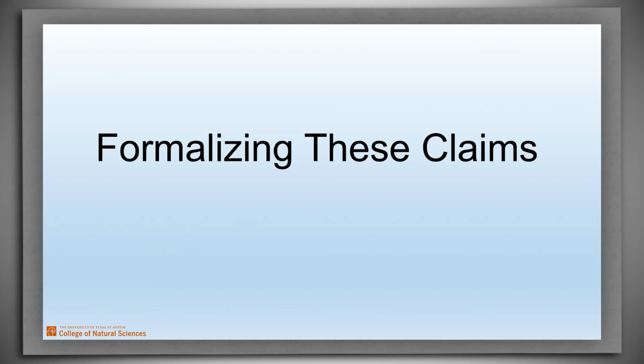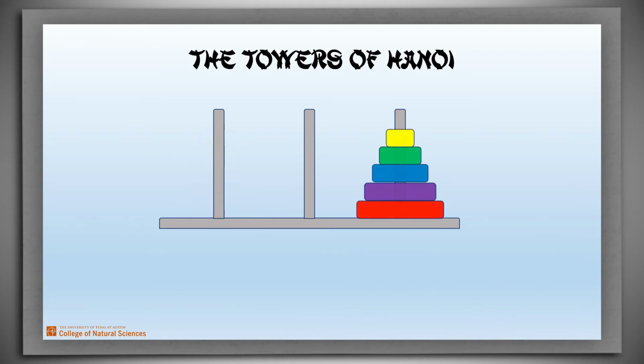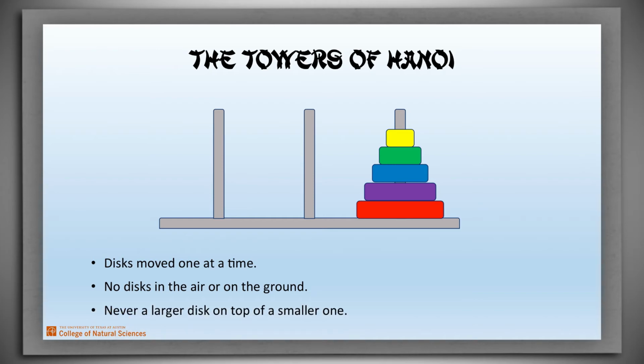We'll use the Towers of Hanoi problem as an example. An instance of a Towers of Hanoi problem consists of 3 poles and a set of disks. To solve the problem, it's necessary to move all the disks from one pole to another. But any legal solution has to obey 3 key rules. The disks have to be moved one at a time. No disks can be on the ground or held in the air while another one is being moved. And you can't ever put a larger disk on top of a smaller one.